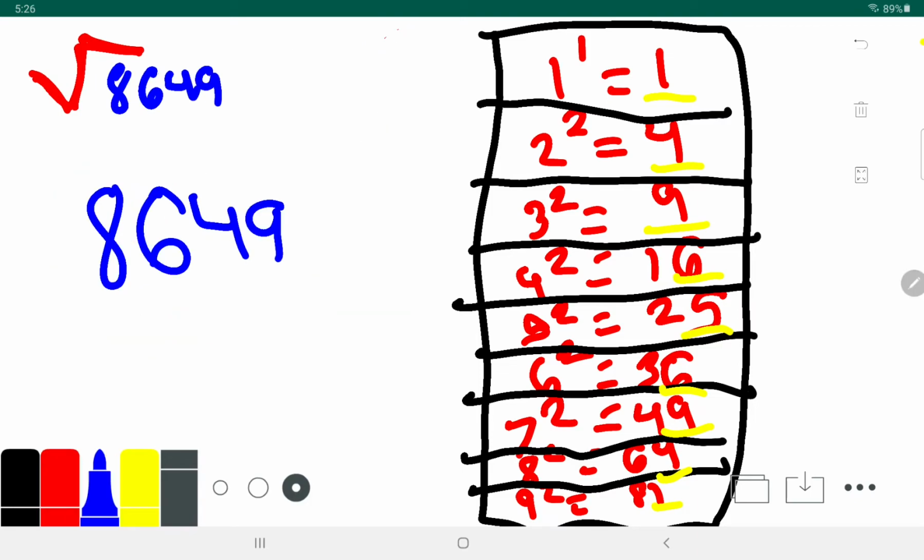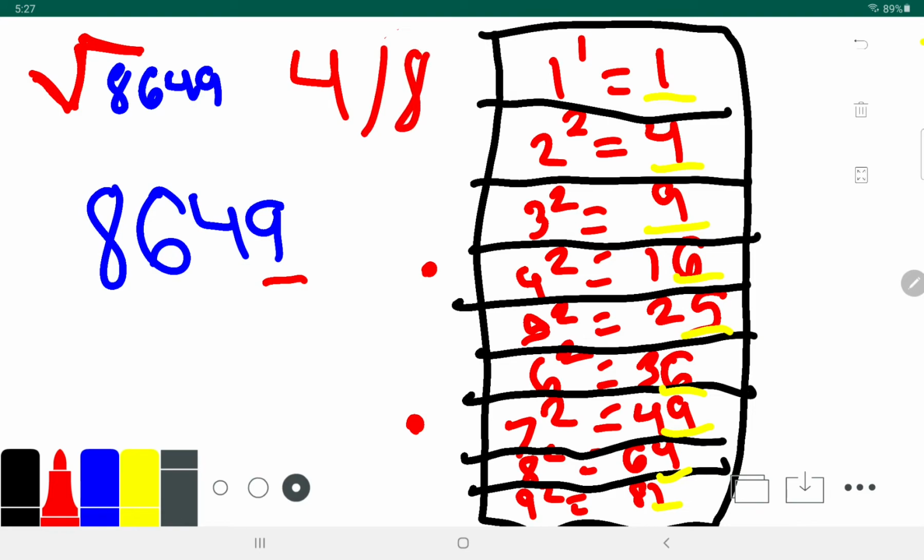Alright, our next example, 8,649. Let's get our last digit, which is 9. So we have 4, 7, and 8. Oh, no, that's a 4. Sorry. So our last number is going to be a 4 or an 8. So let's cross out our last two numbers. So we have 86, number less than 86, but closest is 81.